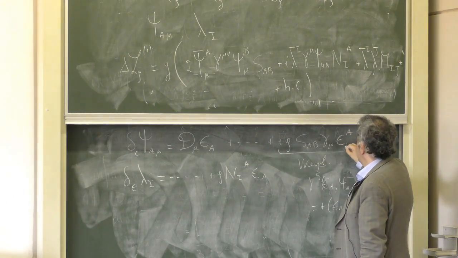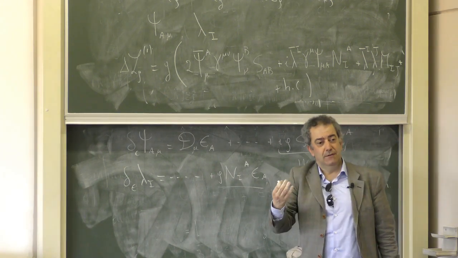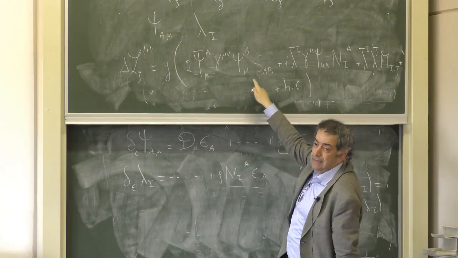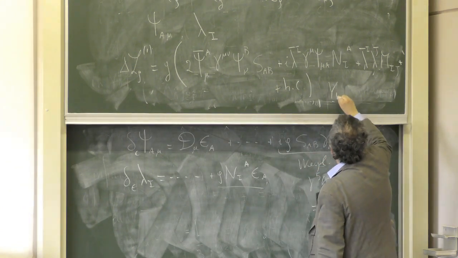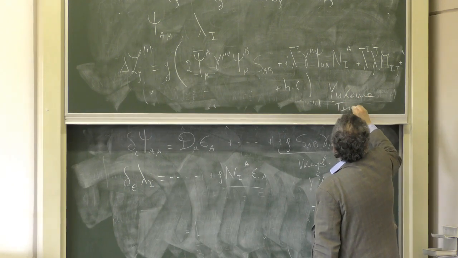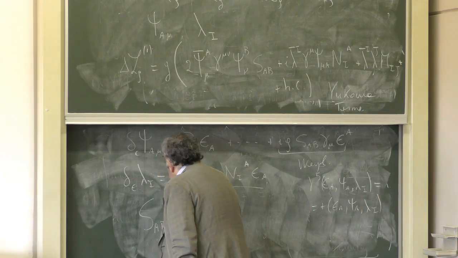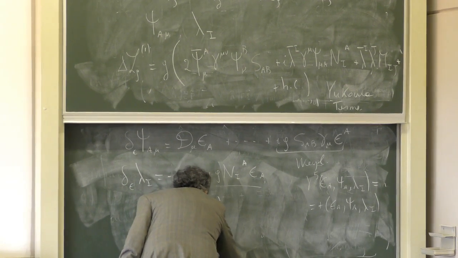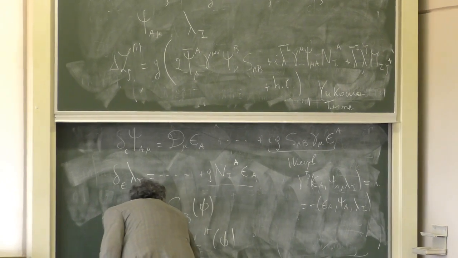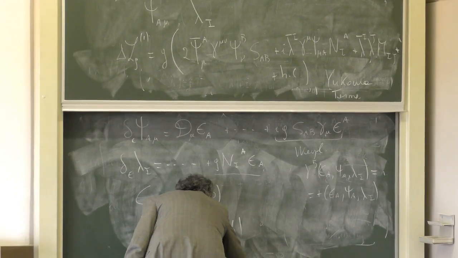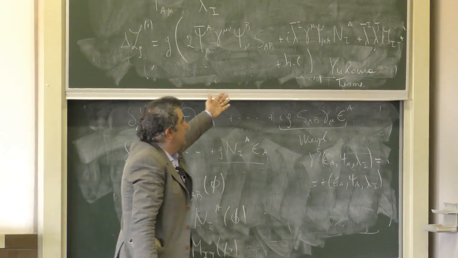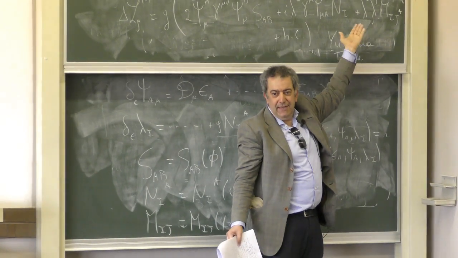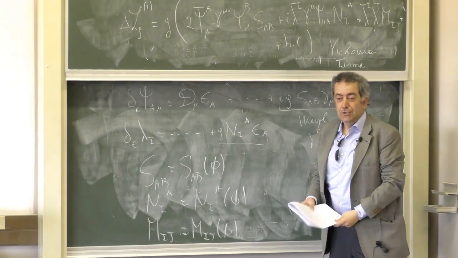So, you see, you have to add terms to the supersymmetry variation of the fermionic fields. These terms depend precisely on the same matrices that define the Yukawa terms. Why are they Yukawa terms? Because the matrices S A B, N I A and M I J depend on phi. So these terms are couplings, Yukawa couplings, between these tensors, which depend on phi, so scalar fields, and fermions. These are called Yukawa terms.